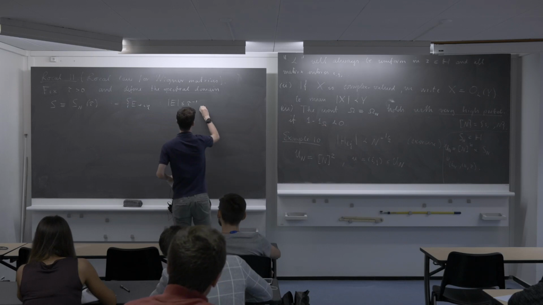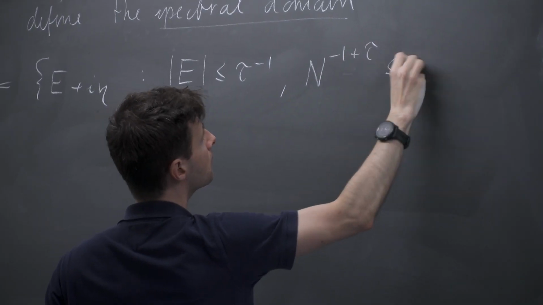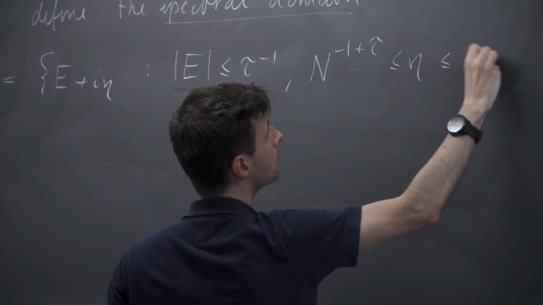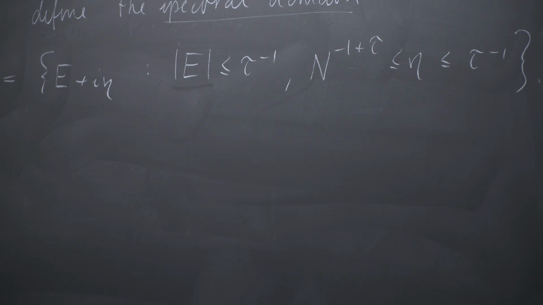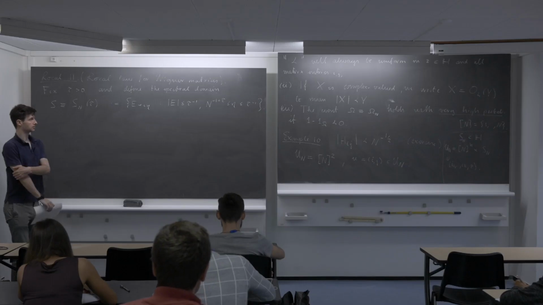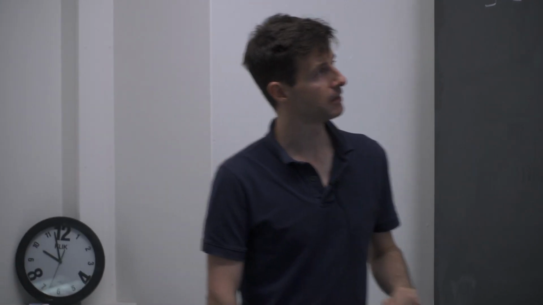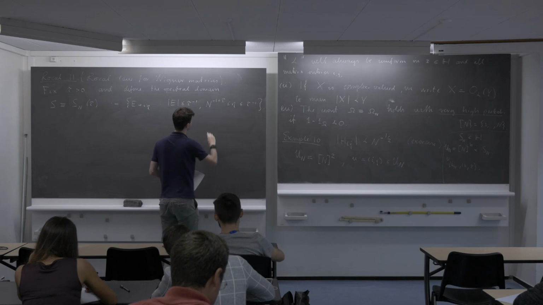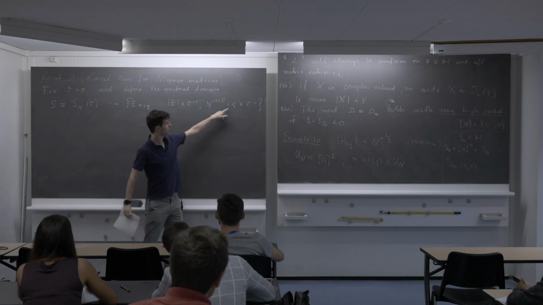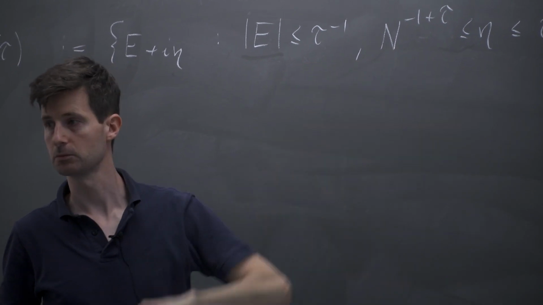And eta can go up to 1 over tau. So again, eta can go up to a large number. But the most interesting and important condition in this definition is the lower bound on eta. Eta has to be bigger than n to the minus 1 plus tau.